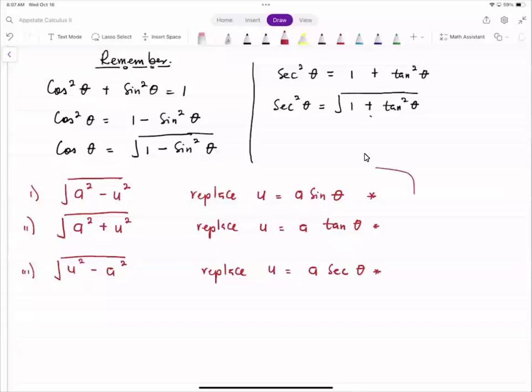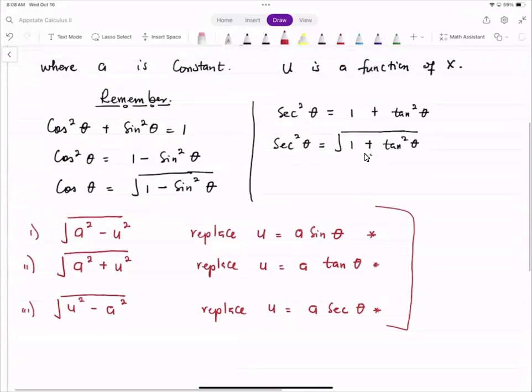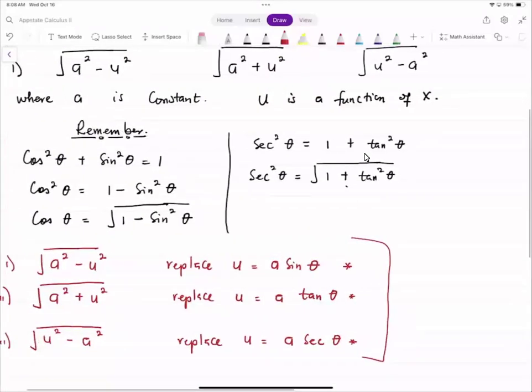Knowing this is very, very important because it's going to save you a lot of time in trying to find the antiderivative. So it's very good to be able to spot stuff like this and know what to do. Representing u with sec theta is the same thing as using the property here.